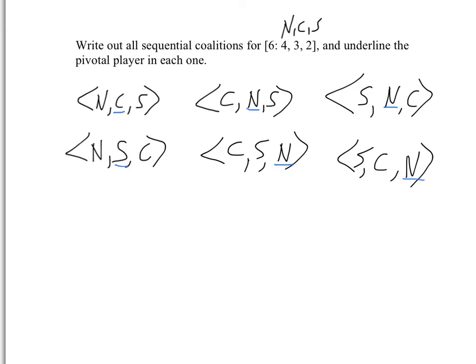Right, so it's not just that whoever votes second in order is the pivotal one, because we see here that since C and S are not a winning coalition, whenever C and S, or S and C in either order, come first, they have to wait until N arrives before they finally have enough votes to win.